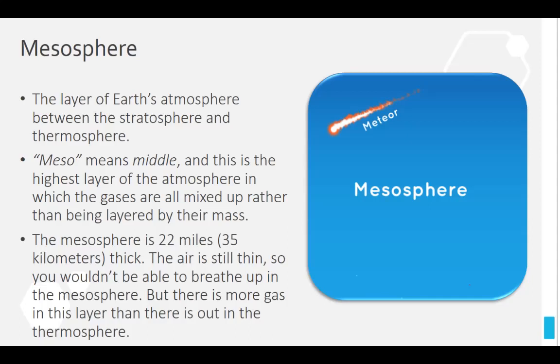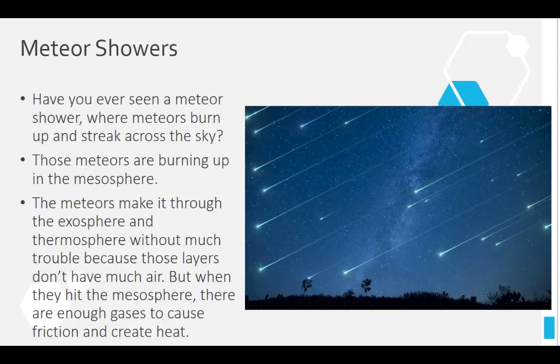This is the layer where you start seeing the burning up of meteorites. When you watch something like the Perseid meteor shower, which if you've never seen it, I'd encourage you to do so, this is where it occurs. If you've ever seen a shooting star, this is typically what you're seeing. These are meteors that are burning up in the mesosphere.